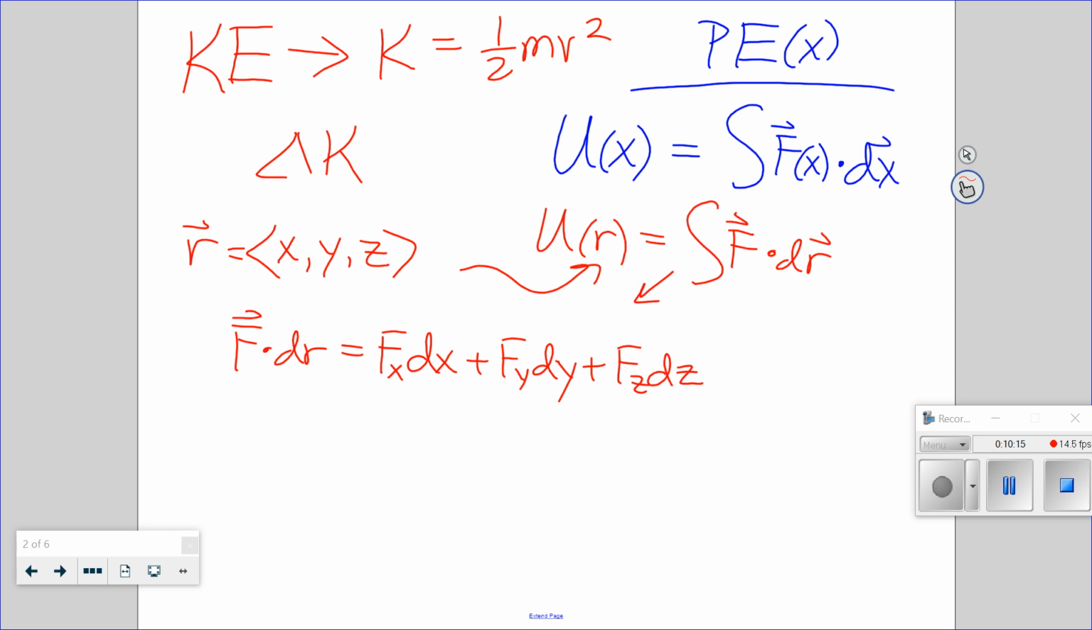And so if I integrate them all, I just integrate one by one. And usually x and z will be 0 if we're doing a vertical problem. Like if there's only the force of gravity, the net force, then we only have y. Or if there's only some horizontal force, then we only have x. And the other ones are usually 0. So don't panic.